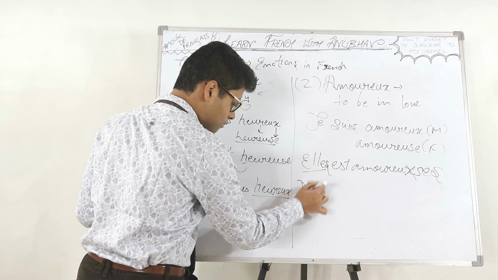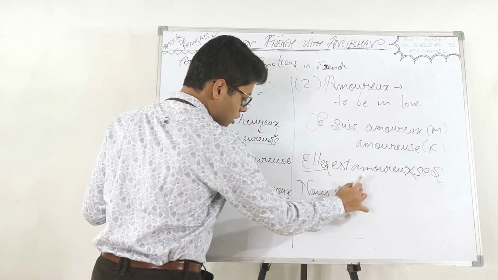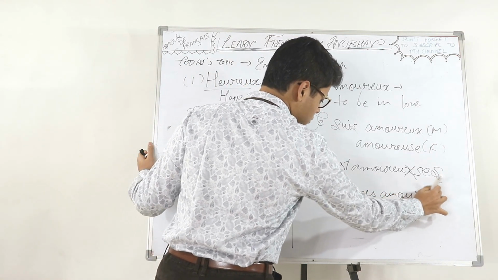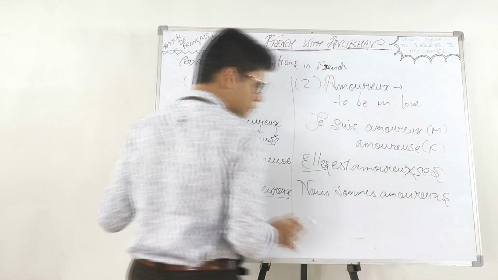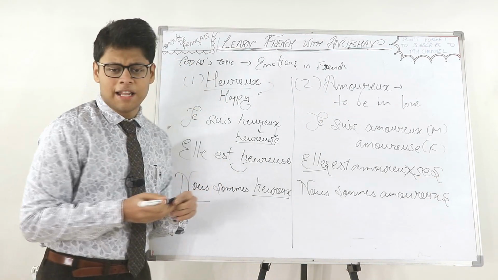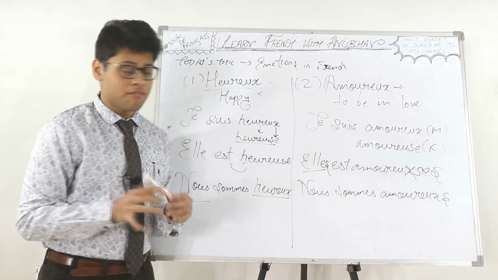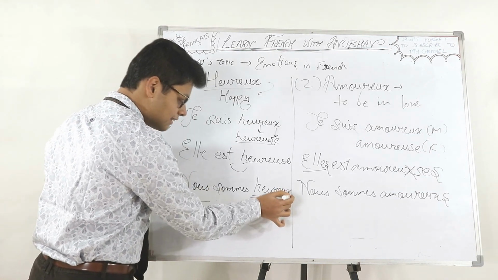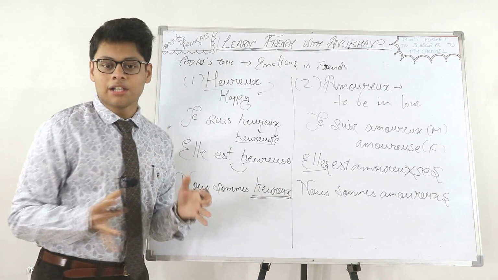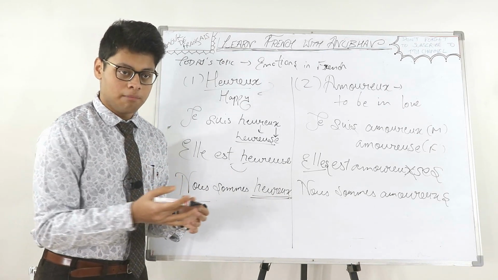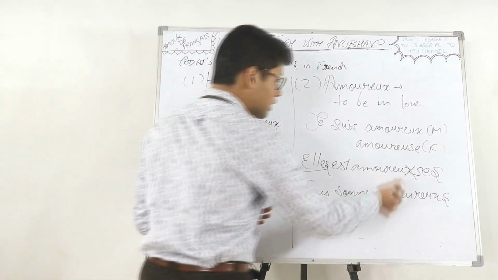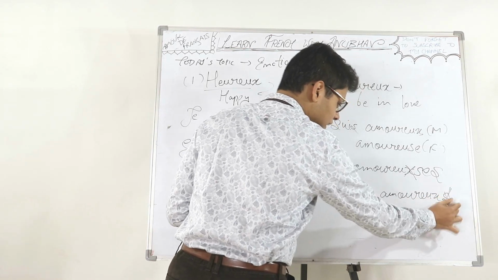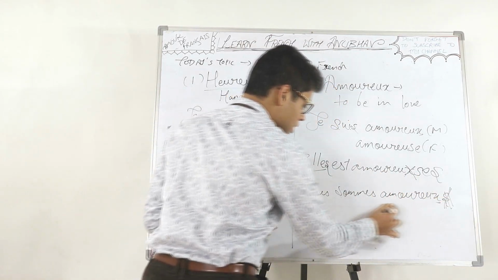Moving towards the next one, nous sommes amoureux. Look at the spelling. Is it correct? Think of it. We have already discussed that words ending with X or S do not change when they are written in the plural form. So, amoureux ends with an X, S won't be there. If you write the S, it will be wrong. Nous sommes amoureux.